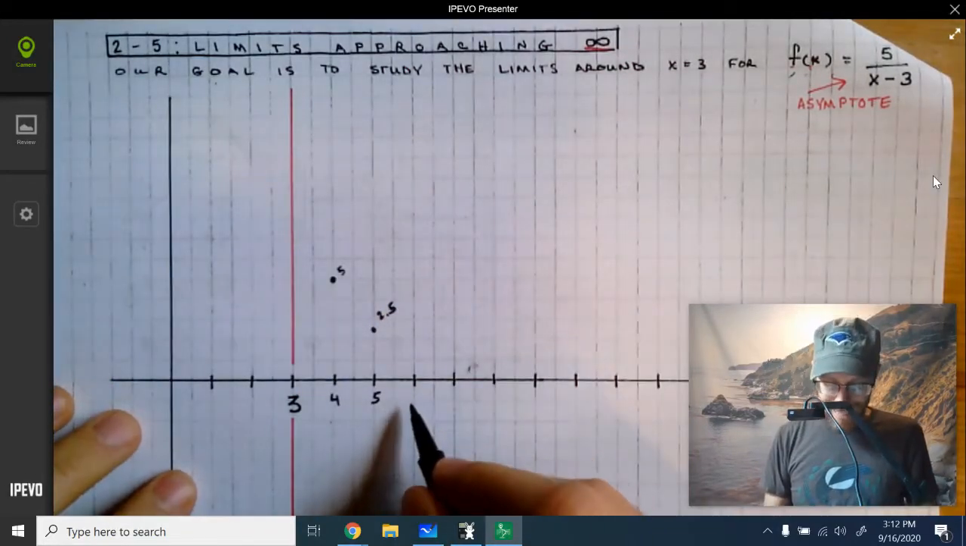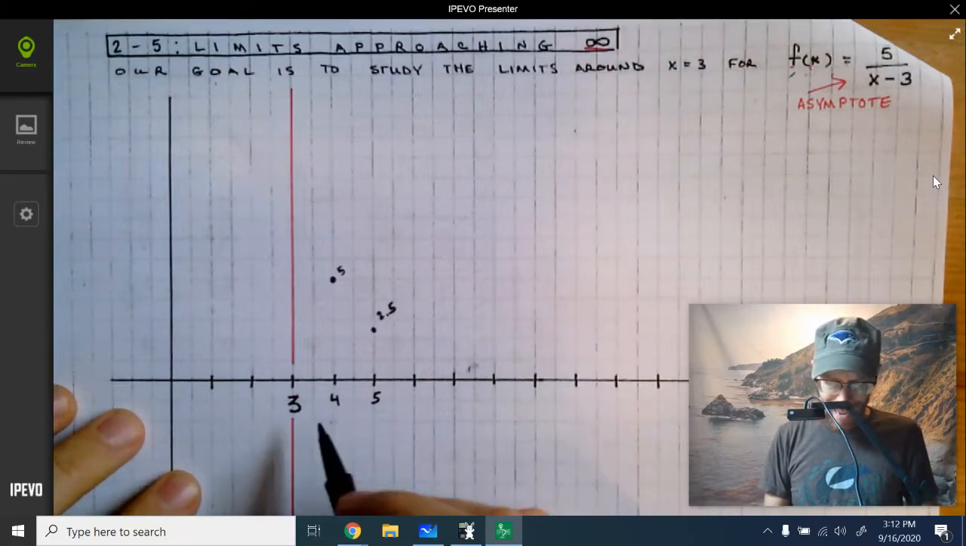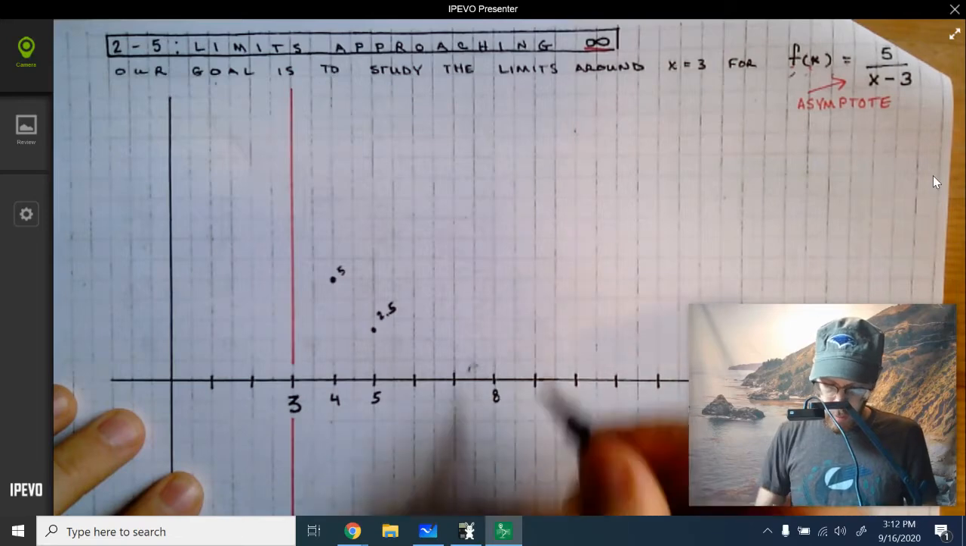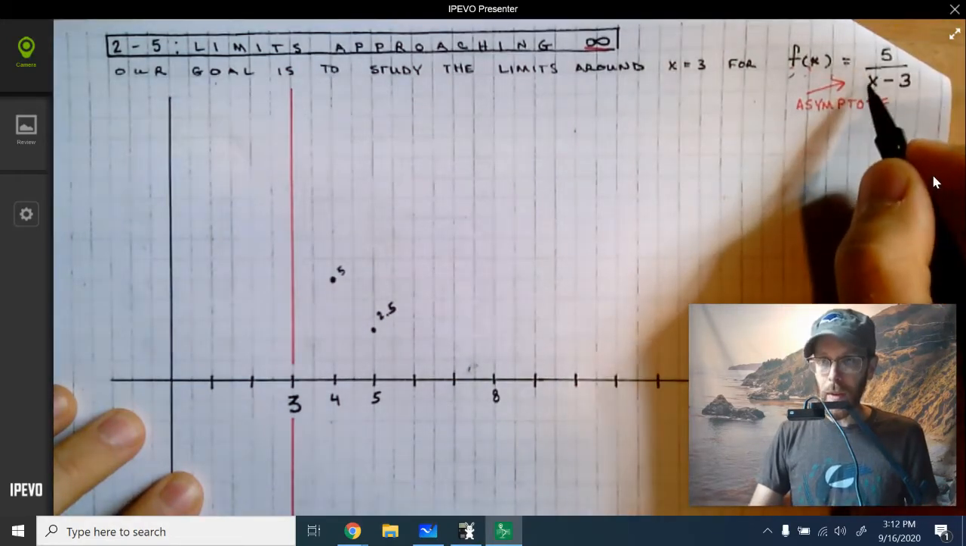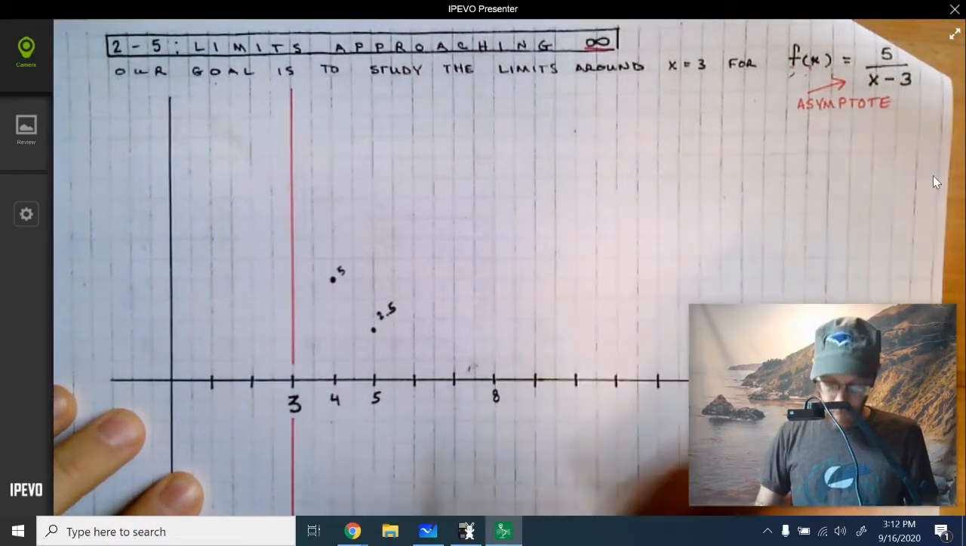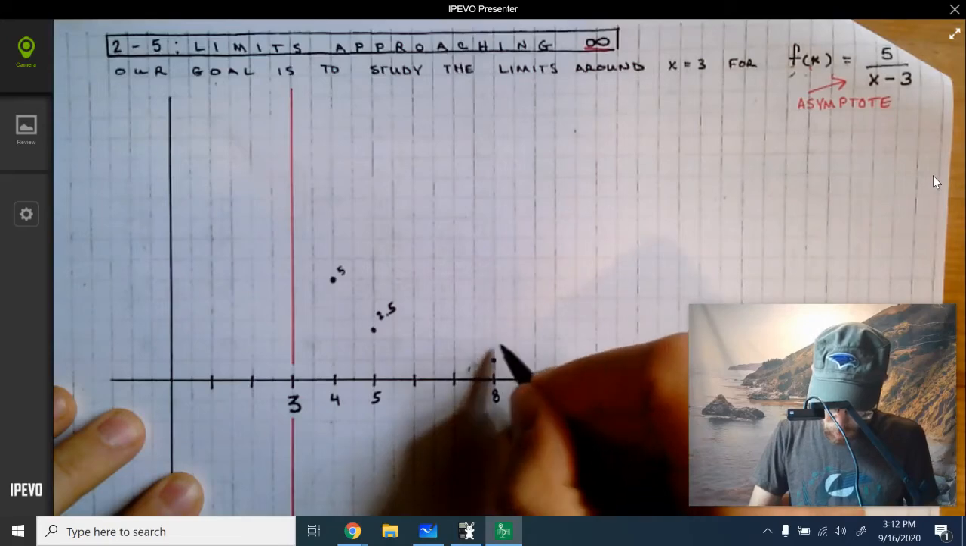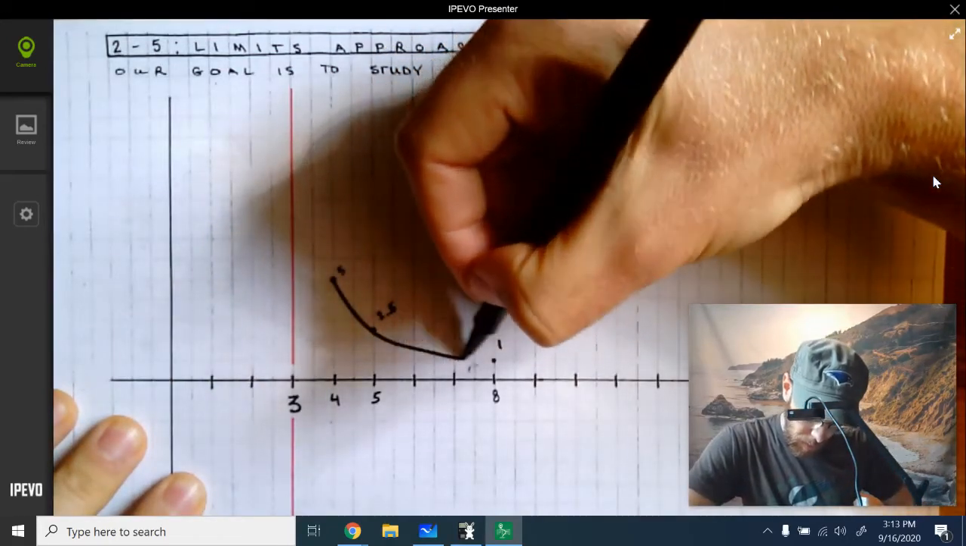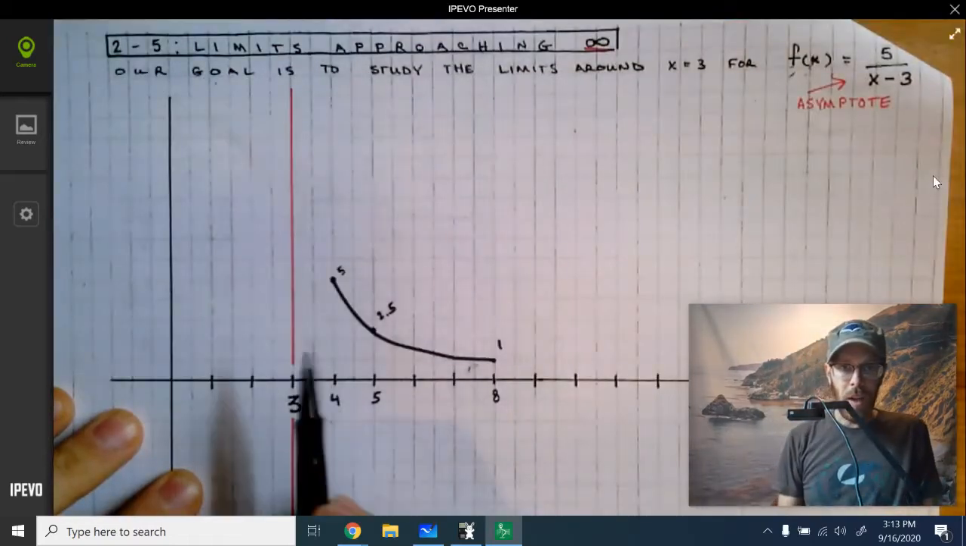What if we plugged in, I like 8. So 5, 6, 7, 8. We plug in 8. 5 over 8 minus 3 would be 5 over 5, which is 1. You can see that the function is decreasing in this direction. Let's go one more over here.